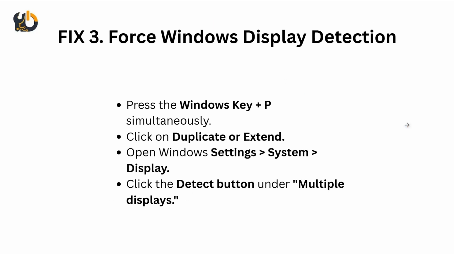Fix 3. Force Windows display detection. Press Windows key plus P simultaneously. Click on Duplicate or Extend. Open your Windows Settings, System, Display, and click on the Detect button under multiple displays.